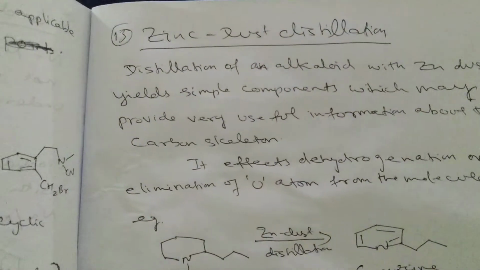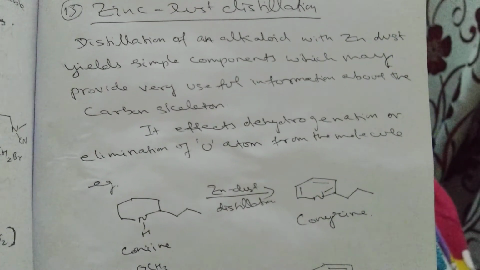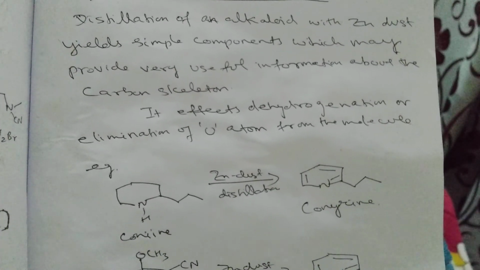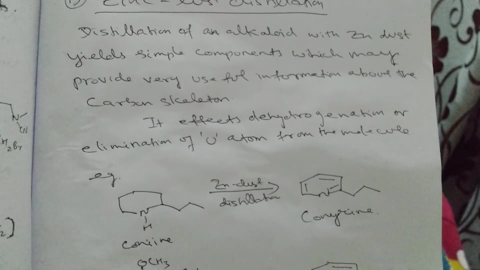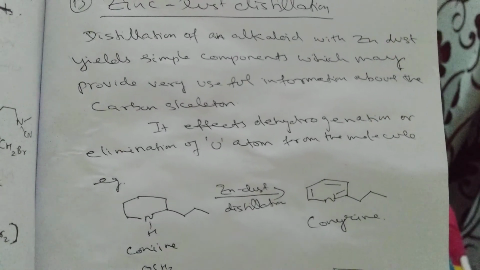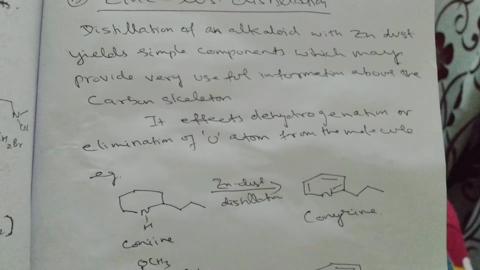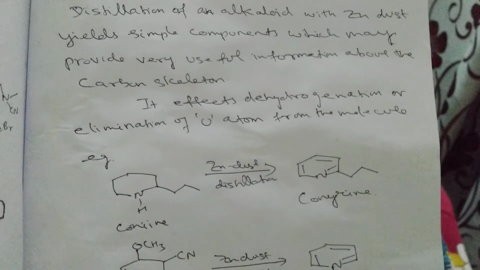And the next one is zinc dust distillation. So again, this is a very rough method. Here what you do is you put a lot of zinc dust. Okay, zinc dust, you know, reduces. Not exactly reduces. It does a dehydrogenation. It removes hydrogen. Okay, and eliminates oxygen if anything is there.